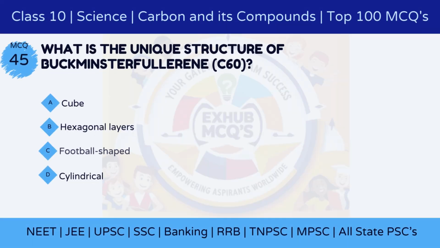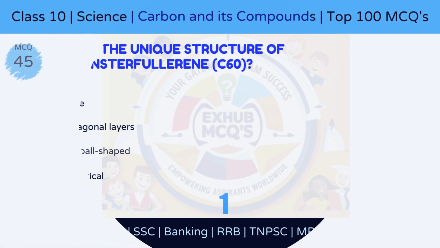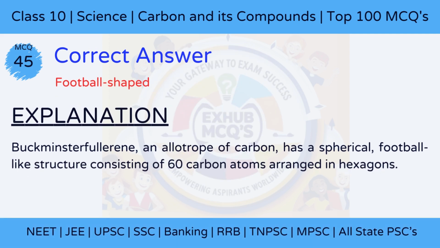MCQ 45. What is the unique structure of Buckminsterfullerene, C60? Option A, cube. Option B, hexagonal layers. Option C, football-shaped. Option D, cylindrical. The correct answer is option C, football-shaped. Explanation: Buckminsterfullerene, an allotrope of carbon, has a spherical, football-like structure made up of 60 carbon atoms arranged in hexagons and pentagons.